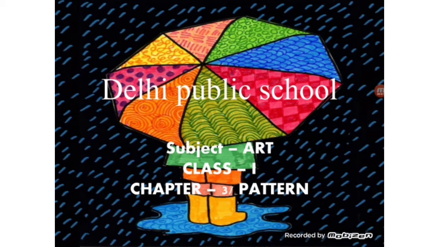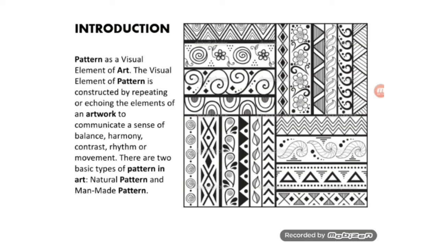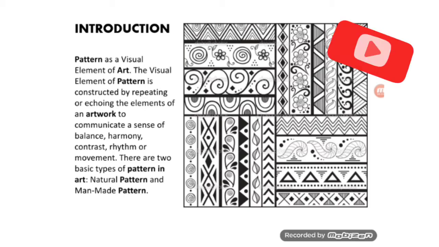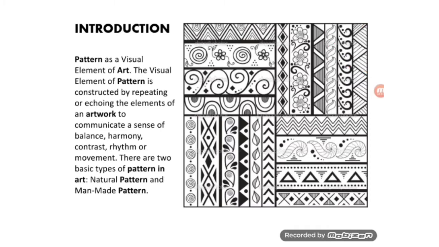I am Vaishali Thakkar. Here I am going to teach you a lesson about pattern drawing for class 1 in the art book. So you can see here is the introduction page. Pattern as a visual element of art: the visual element of pattern is constructed by repeating or echoing the elements of an artwork to communicate a sense of balance, harmony, contrast, rhythm or movement.